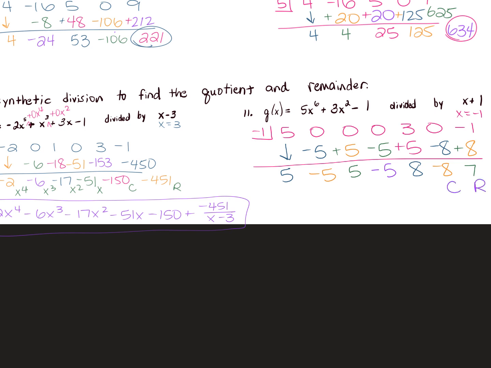The negative 8 is your constant. Positive 8 is your x. Negative 5 is your x squared. Positive 5 is x cubed. Negative 5 is your x to the 4th power. And then positive 5 is your x to the 5th power.